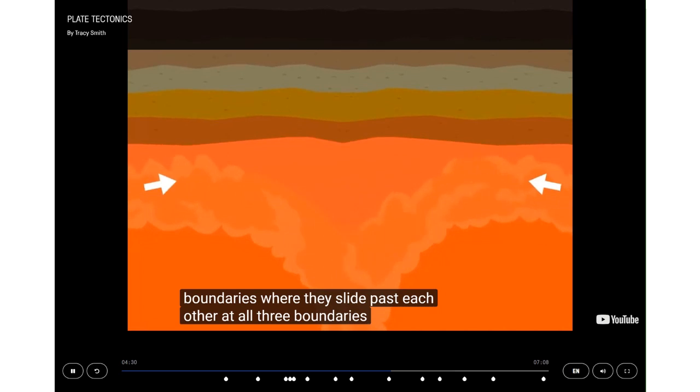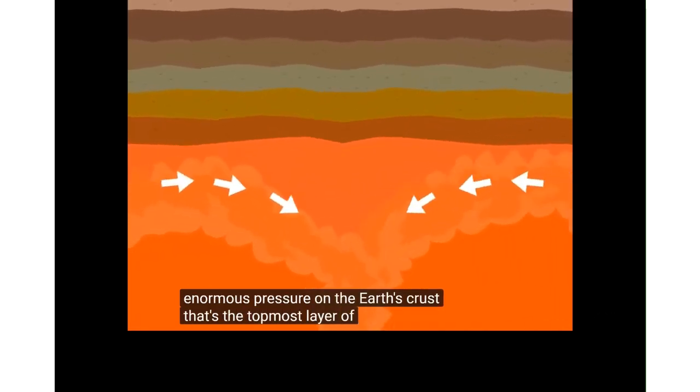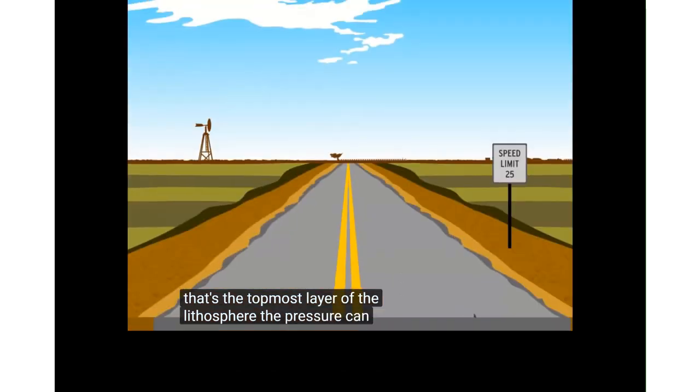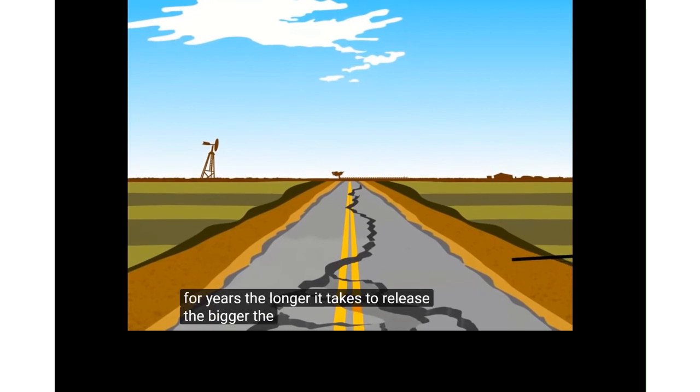At all three boundaries, there's enormous pressure on the Earth's crust. That's the topmost layer of the lithosphere. The pressure can build up for years. The longer it takes to release, the bigger the earthquake.